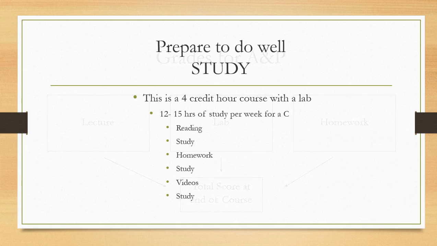Now, to be successful in anatomy and physiology, you need to prepare and do well. You need to study. This is a 4-credit-hour course with a lab. That means you're going to need to spend about 12 to 15 hours a week, and that's for a C in this class. That's what we've seen in the past 10 or 15 years where we've been running these courses. This is about the minimum requirement for a student to get a C in the class. I know that sounds like a lot. That's 2 to 3 hours of work for anatomy and physiology per night, but this is a synthesis class where you really have to know and master your material to do well in the course.